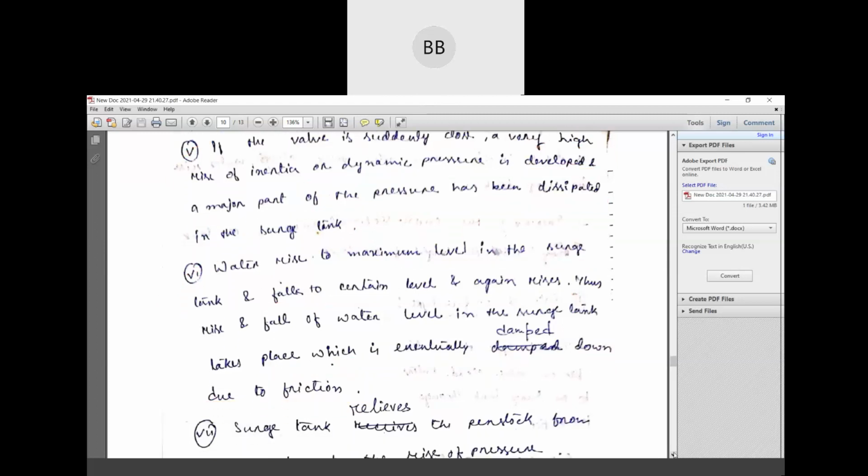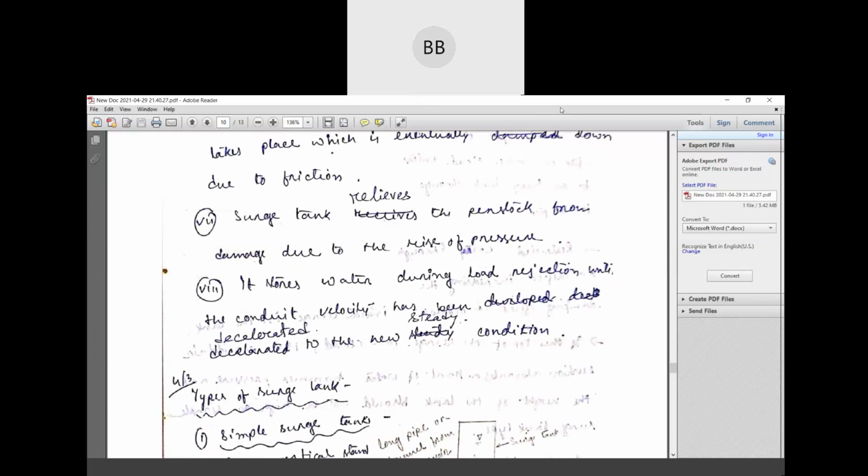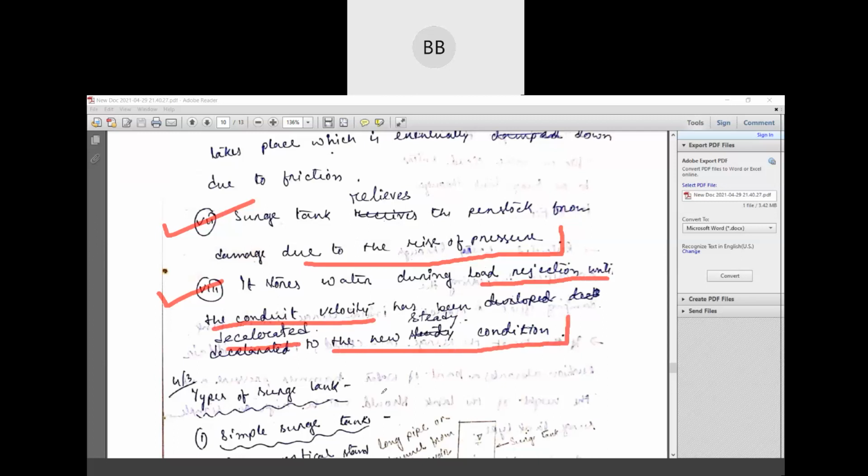Then next point, surge tank relieves the penstock from damage due to rise in pressure. Okay, this is very much similar to your previous one. And then surge tank stores water during the load rejection until the tunnel velocity has been decelerated to the new steady condition. Okay, this part, when we go for the derivation, will be very clear to you.